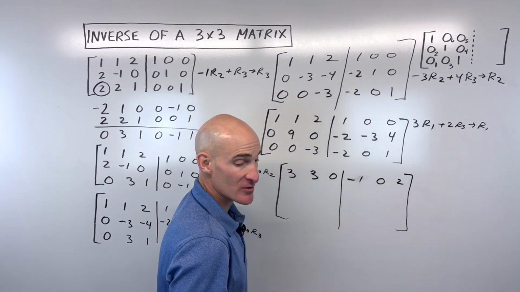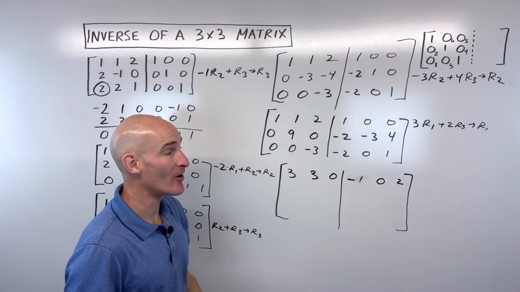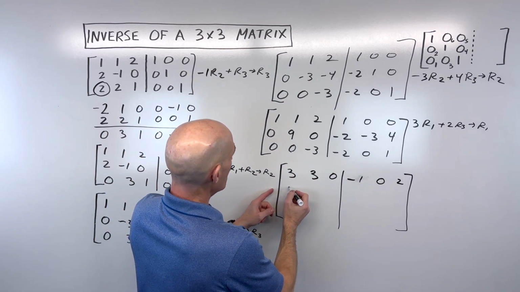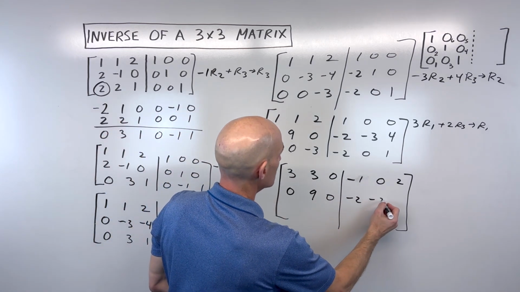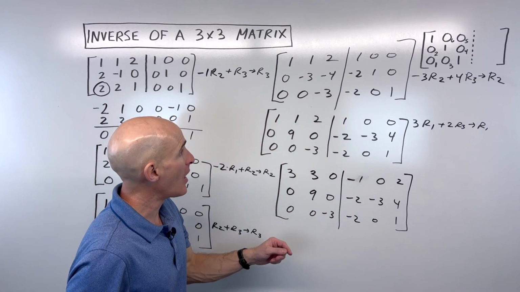So you can see how easy it is to make a mistake. That's why sometimes it helps to write it down on a separate sheet. The other rows are going to remain the same. Okay, so now you can see we're getting there.